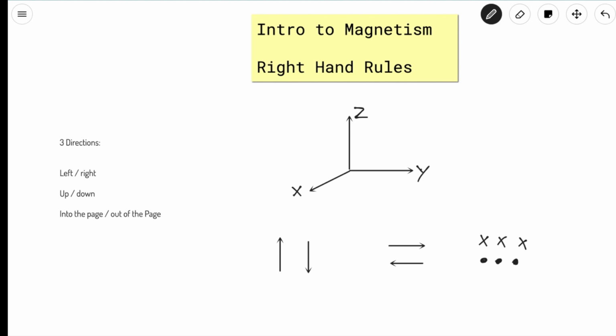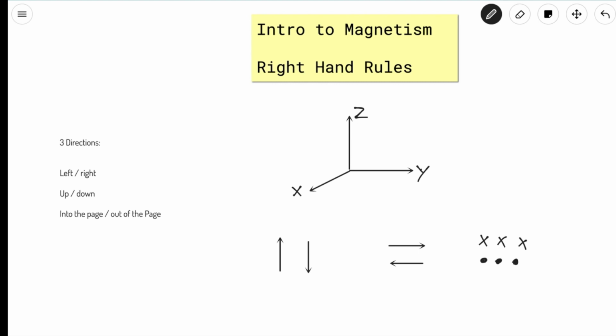There are going to be three directions. There's going to be left or right, up and down, and into the page and out of the page. Left or right are pretty self-explanatory. Up and down are again up or down, and into the page and out of the page are quite different.